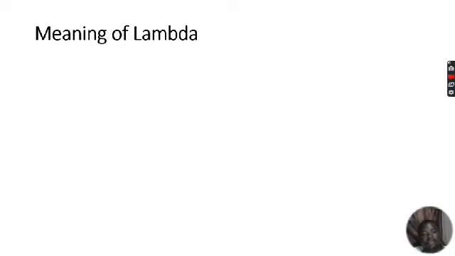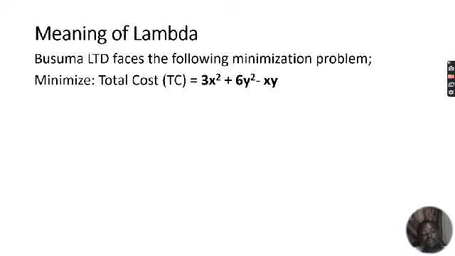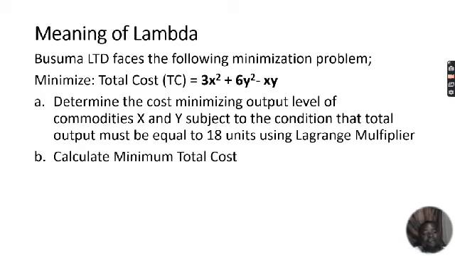In doing our calculations, we are going to consider Usuma Limited, which faces the minimization problem where total cost is equal to 3x squared plus 6y squared minus xy. Thereafter, we have been requested to determine the cost minimizing output level of commodity X and Y, subject to the condition that the total output must be equal to 18 units, using the Lagrange multiplier. And lastly, we have been asked to calculate the minimum total cost.